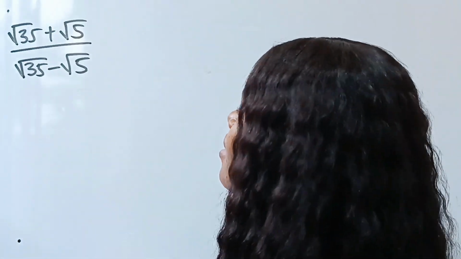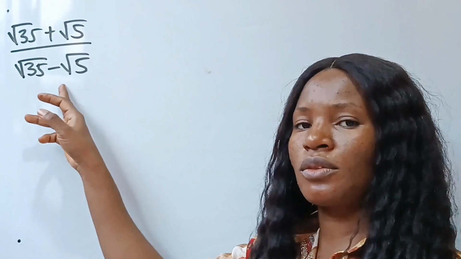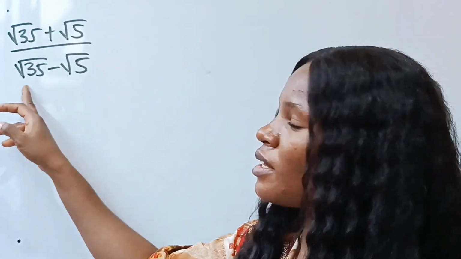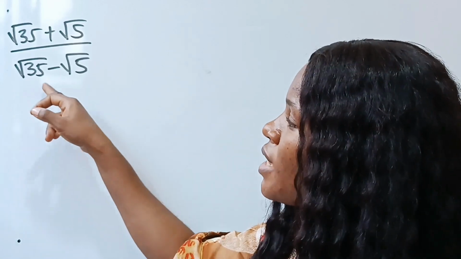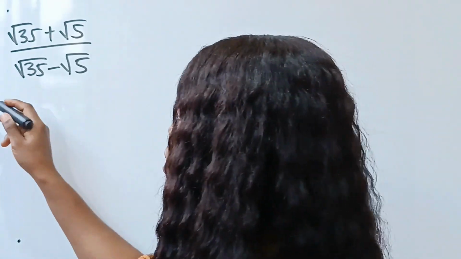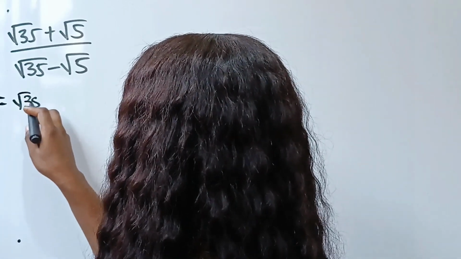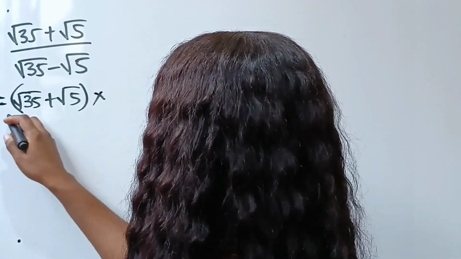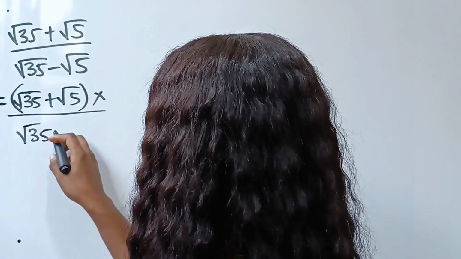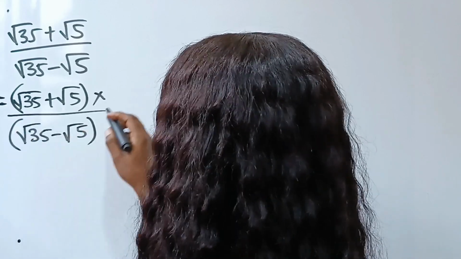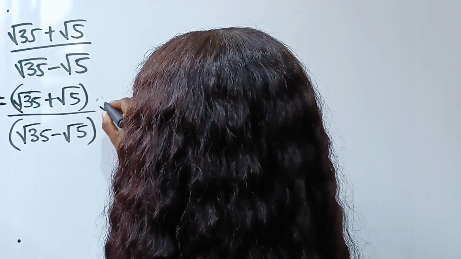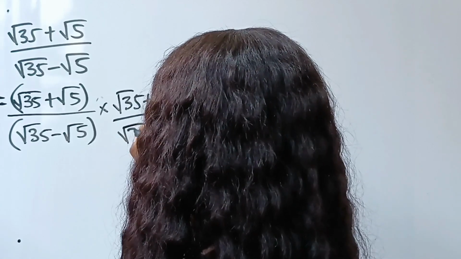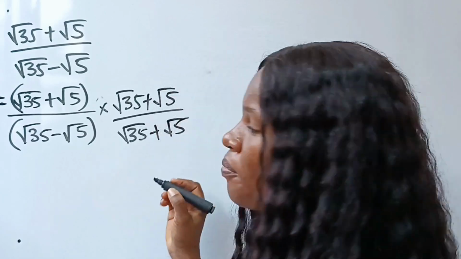See what I mean here? So we are going to rationalize the denominator. To rationalize, we are going to multiply and divide using the conjugate of the denominator, which is root 35 plus root 5. So we have root 35 minus root 5. So we are going to multiply by what? Root 35 plus root 5, the conjugate, and divide by root 35 plus root 5.